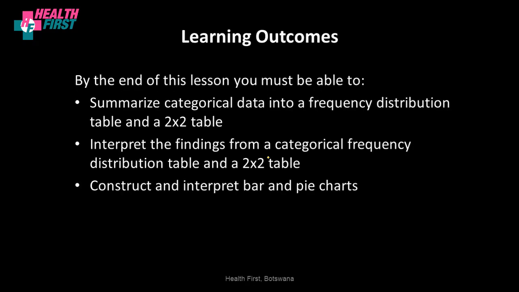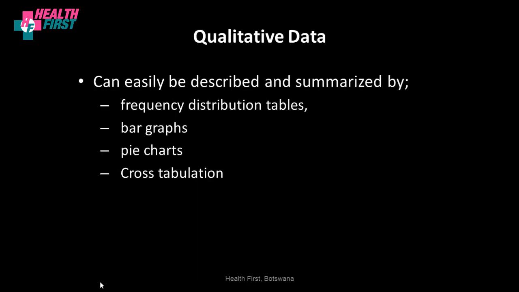Let's move on to the learning outcomes. By the end of this lesson, you must be able to summarize categorical data, that is qualitative data, into a frequency distribution table and a 2x2 table. You should be able to interpret the findings from a categorical frequency distribution table and a 2x2 table, and also be able to construct and interpret bar charts and pie charts.